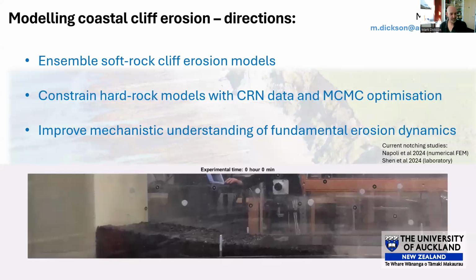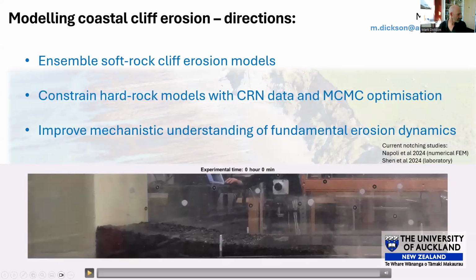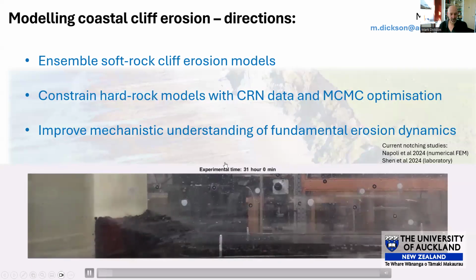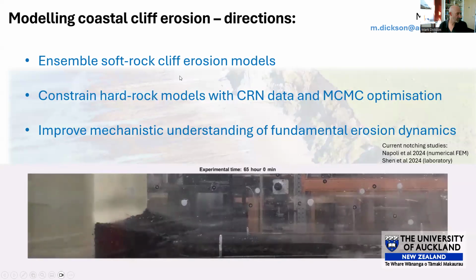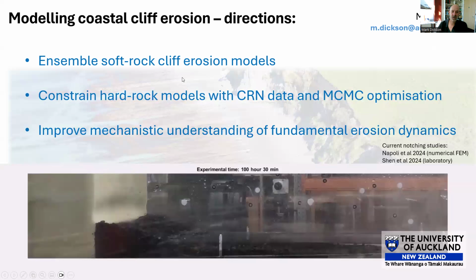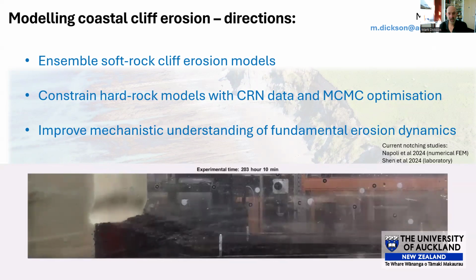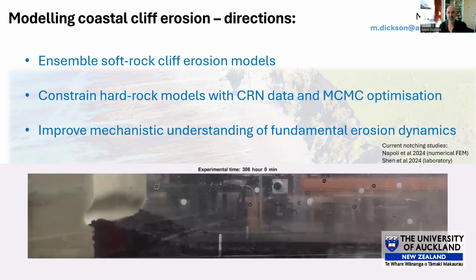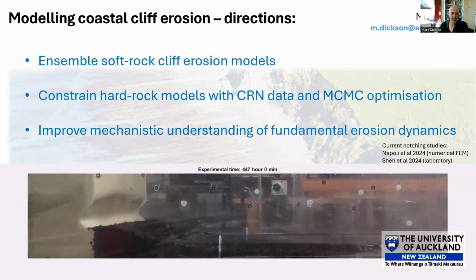So just to conclude here, in terms of the way forward, I think ensemble soft cliff erosion models are useful and should be explored further. I think the work with Markov chain Monte Carlo modeling to constrain hard rock models with cosmogenic radionuclide data is very important and will be useful in the future. I think there's an important need to increase our mechanistic understanding of fundamental erosion dynamics.